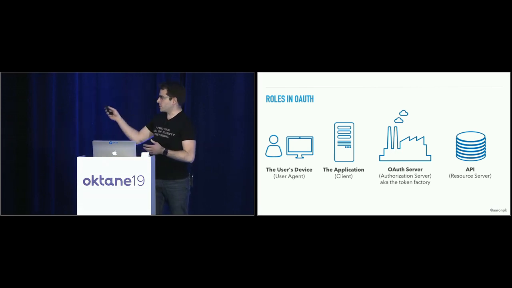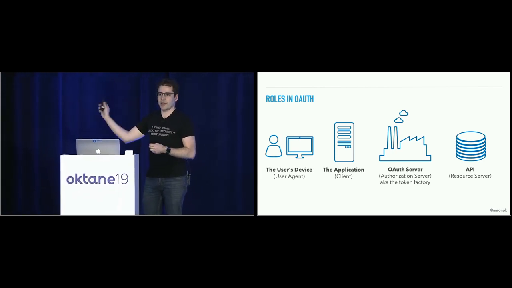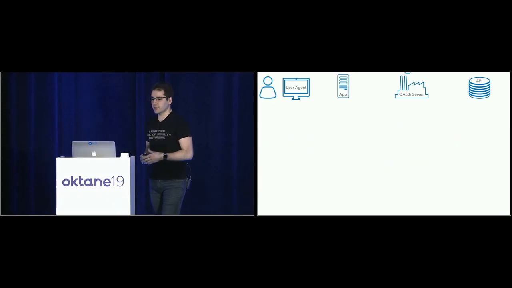Then, of course, once the app has an access token, it can go make API requests, and then the API has to know how to check access tokens. And so there's a lot of data flying around back and forth, right? So let's walk through a typical OAuth flow and exchange to see how this data moves around.